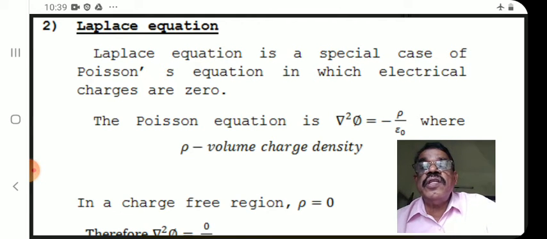The Poisson equation is del square phi is equal to minus rho by epsilon 0, where rho is volume charge density per unit volume.